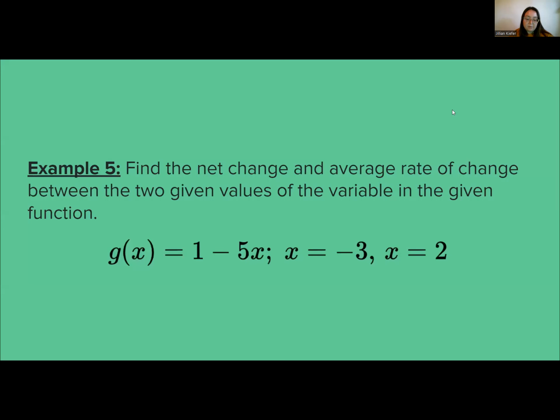All right, so for example 5 here, we want to find the net change and the average rate of change between the 2 given values of the variable in the given function. So our function is g of x equals 1 minus 5x, and we have the 2 values of x, -3 and 2. We're going to use our net change and average rate of change formulas to find these for our function between these 2 x values. So let's go on over to our notes to do this.